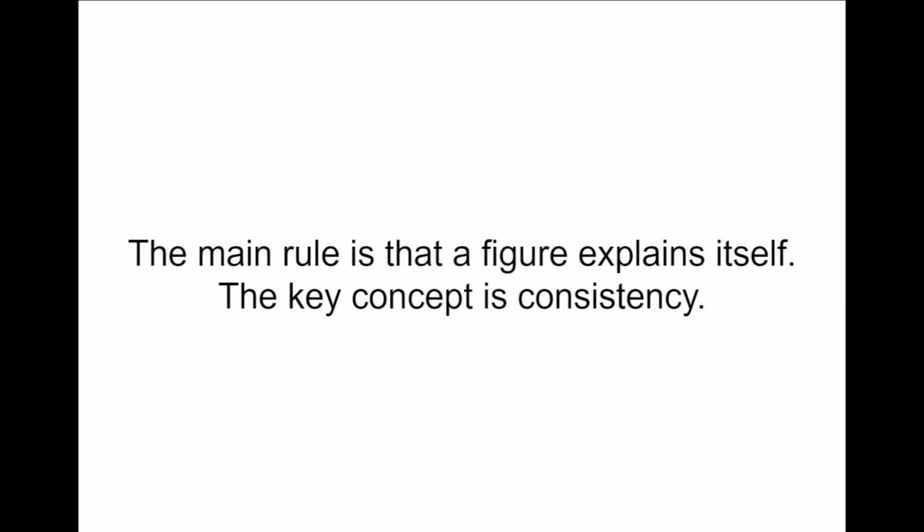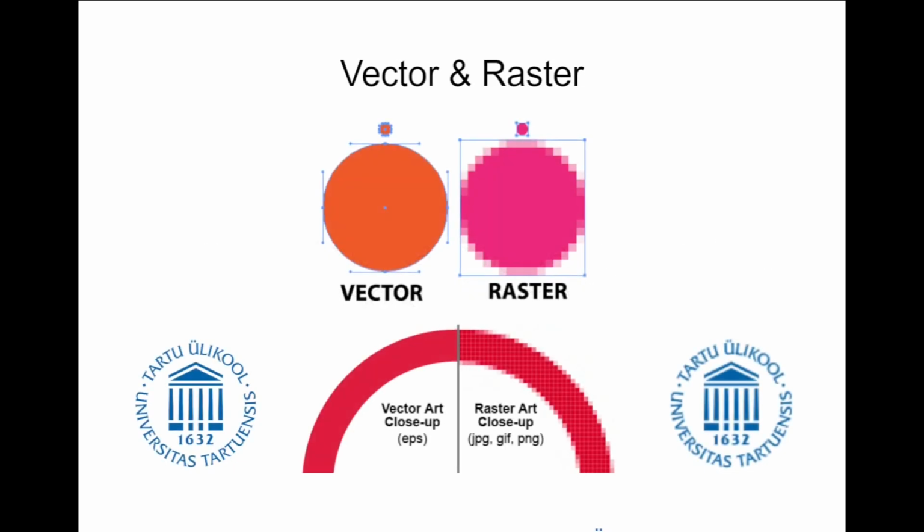I would like to show you some good examples. And before, I must explain what vector and raster graphics are, so that you know this very basic but very important aspect. On the left, you have a vector graphic, which on the top presents a dot, and each dot is defined by lines. Whereas on the right, you have a raster graphic, and the same dot is presented by pixels.